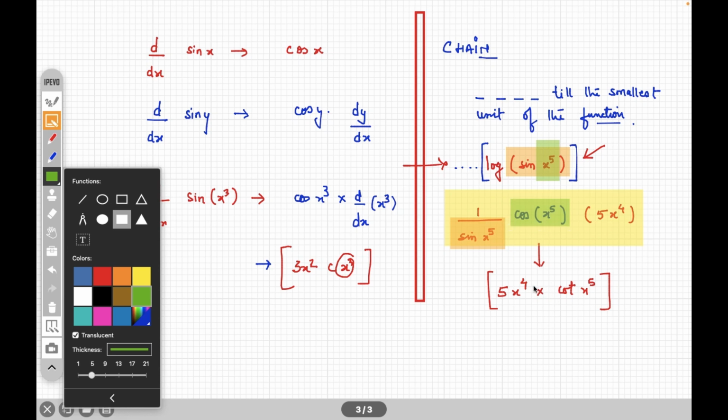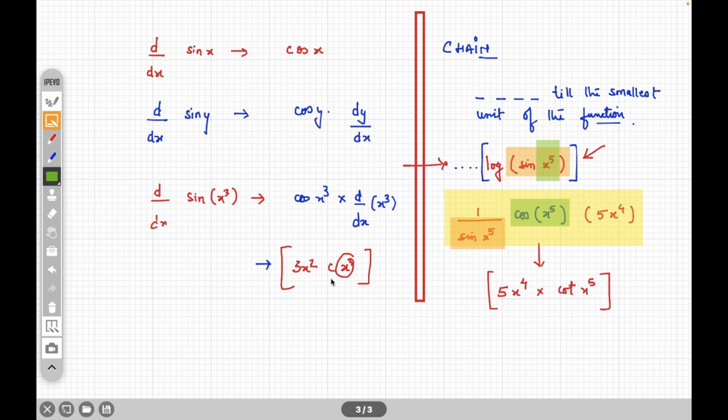Then whom did we meet? X to the power 5. The differentiation of x to the power 5 is 5x to the power 4. Then we proceeded outside the question. There is nothing more. Clear? Yes, sir. Shabash.